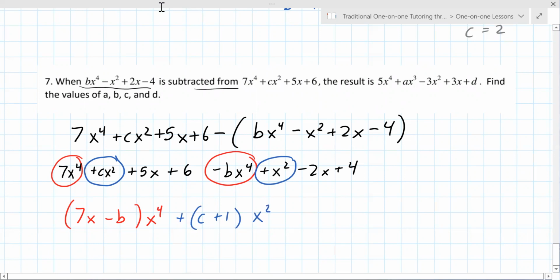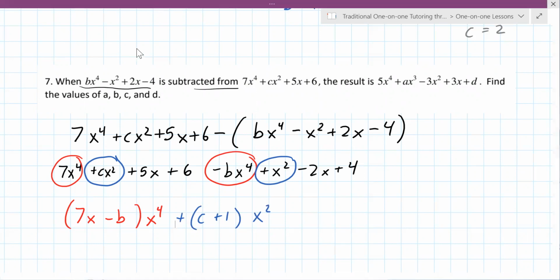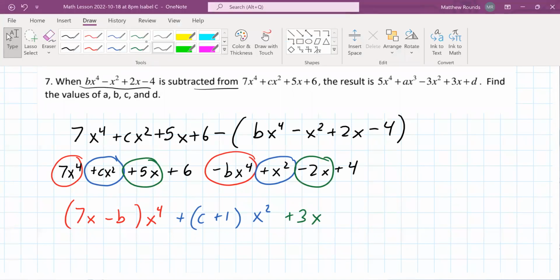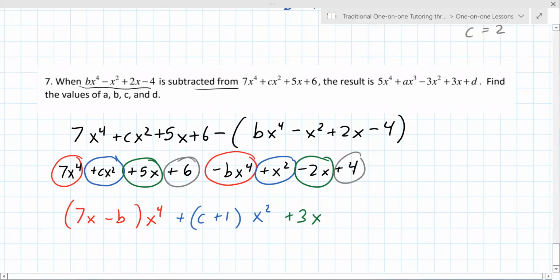Now, what's nice is that the next one, there's no more letters. It's plus 5x minus 2x. So that's plus 3x. And then the last one, plus 6 plus 4 becomes plus 10. So how come if you have 7x minus b, like the parenthesis, the red part? I'm sorry. This is wrong. It's 7 minus b. Okay. Yeah, apologize. That's really bad.